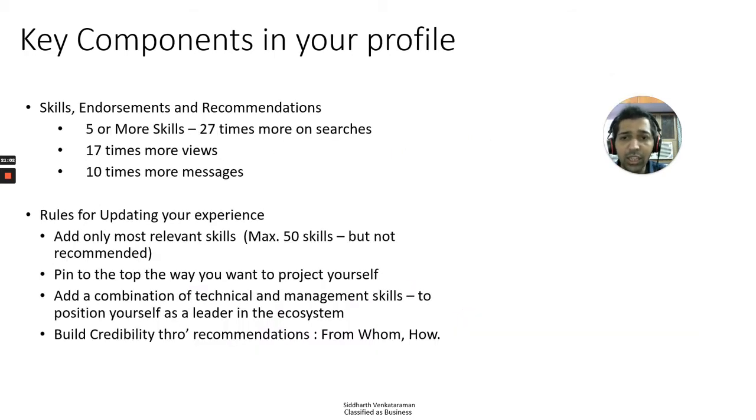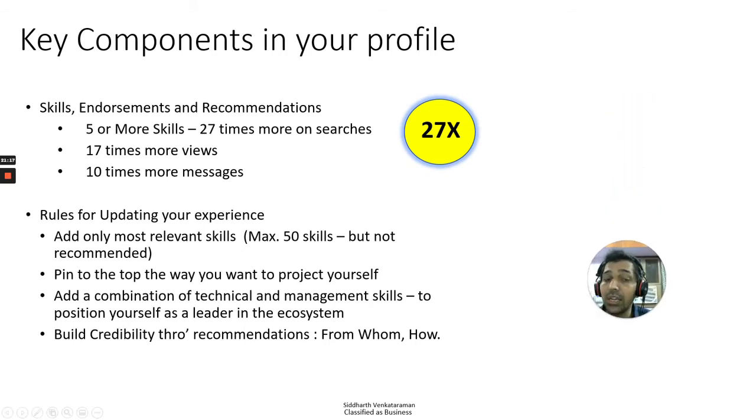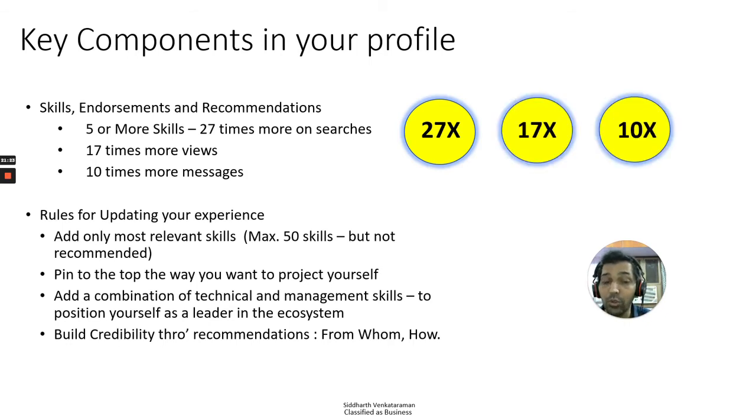The next one is about skills, endorsements, and recommendations. My suggestion is, when you have skills, endorsements, and recommendations, you appear about 27 times more on searches. Recommendation is not a parameter for search, but skills and endorsements are. It gets you 17 times more views and 10 times more messages. I'm giving you these statistics because each element has a purpose, and that's why we need to work on each one of them.